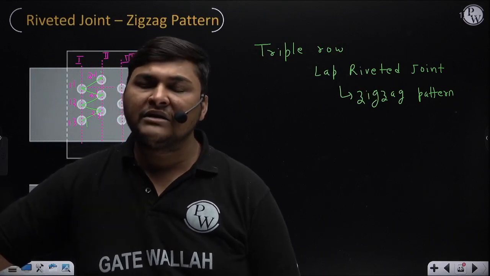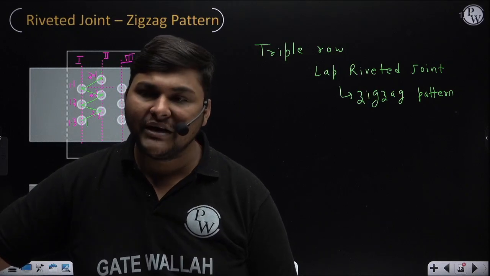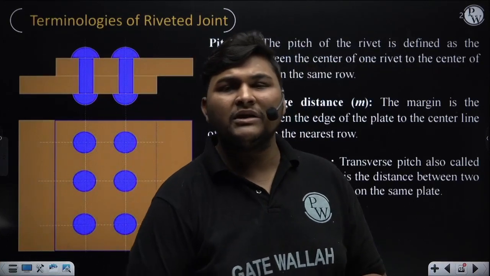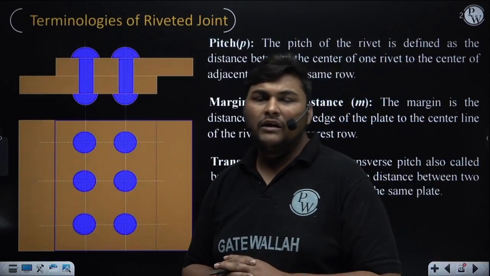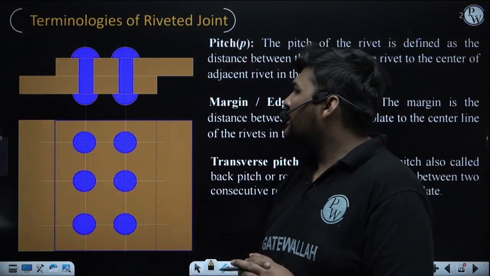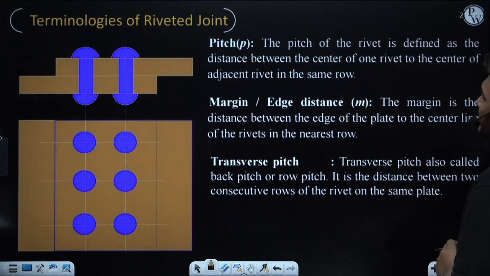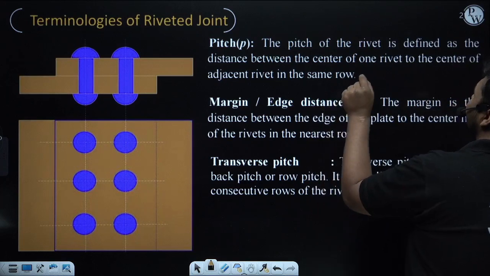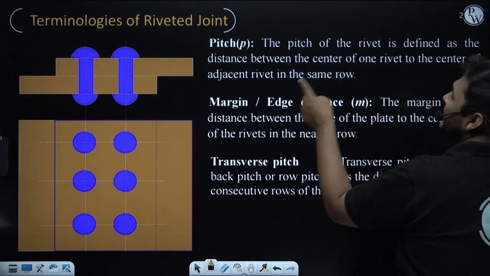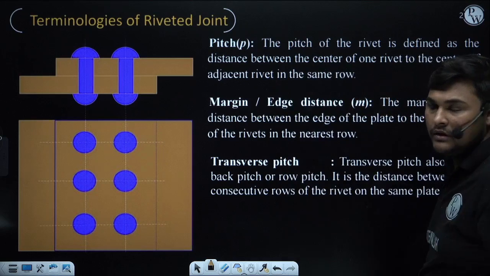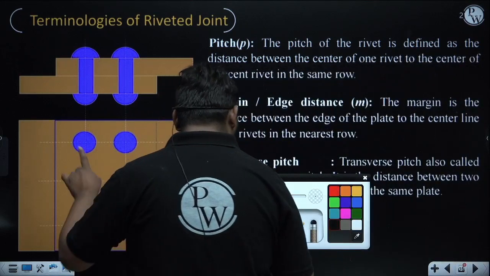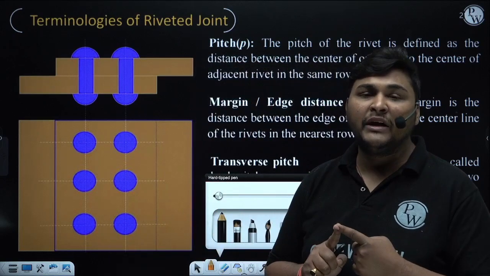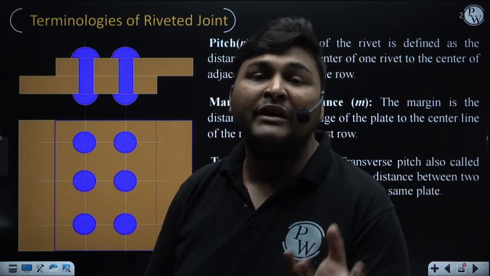So now I will discuss some terminologies of riveted joint. Okay. So students, now we will discuss various terminologies of riveted joint. First we will discuss the terminology pitch. Now what is pitch? The pitch of the rivet is defined as the distance between the center of one rivet to the center of the adjacent rivet in the same row. Okay, I am explaining this definition in this diagram. Pitch is nothing but the central distance between two consecutive rivets in the same row.